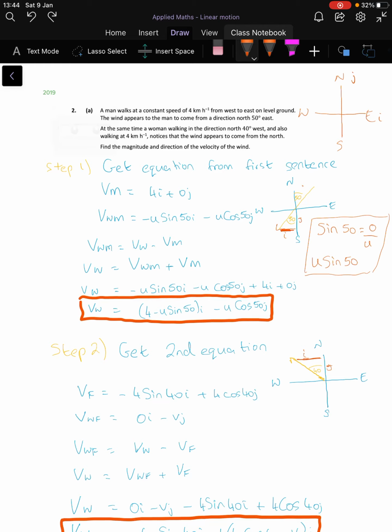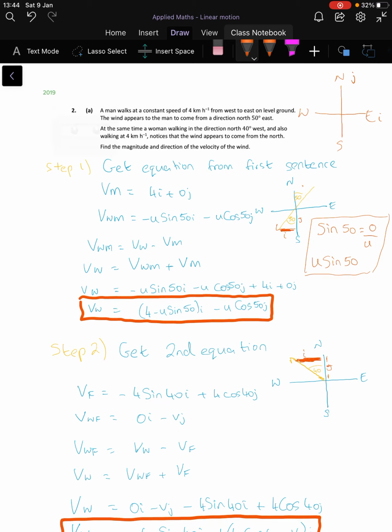The next thing then I do the exact same thing to get the second equation, and this time it says that at the same time a woman is walking in the direction north 40 degrees west. So she's walking in that direction. So when I'm drawing that out here, I know that that is the direction that she is going. So she's going north 40 degrees west. And I draw that then, and again my i's are going to be the sine and the j value is going to be the cos. I know that that is going in a negative i direction, but a positive j direction because it's going up towards the north.